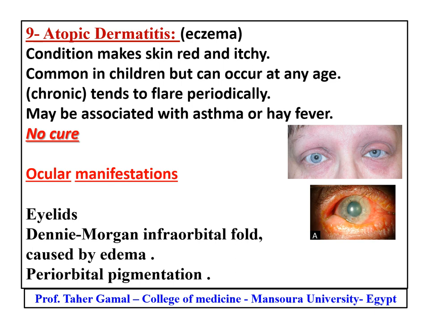The ninth disease in this group is atopic dermatitis, in the form of eczema, eczematous dermatitis. The condition makes skin red and itchy, common in children but can occur at any age. Chronic, tends to flare periodically, may be associated with asthma or hay fever. No cure. The ocular manifestation is in the eyelids by Dennie-Morgan infraorbital fold, caused by edema, and periorbital pigmentation.